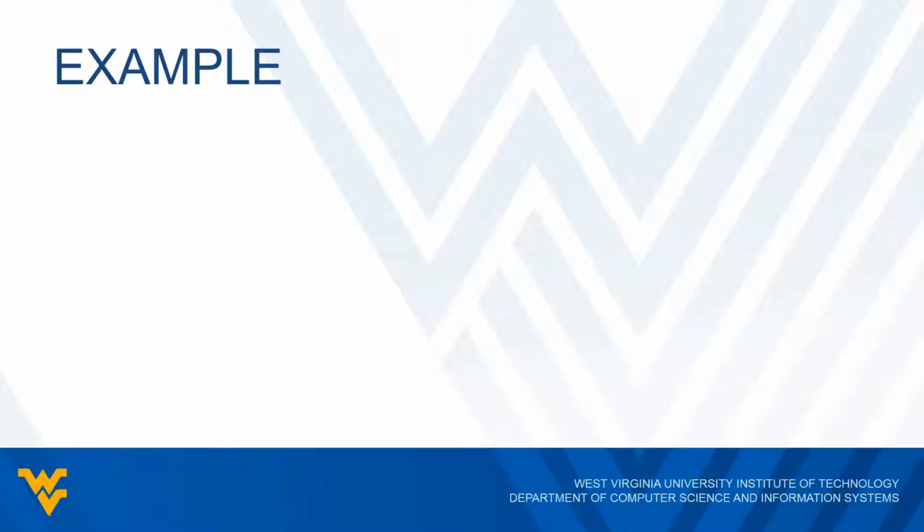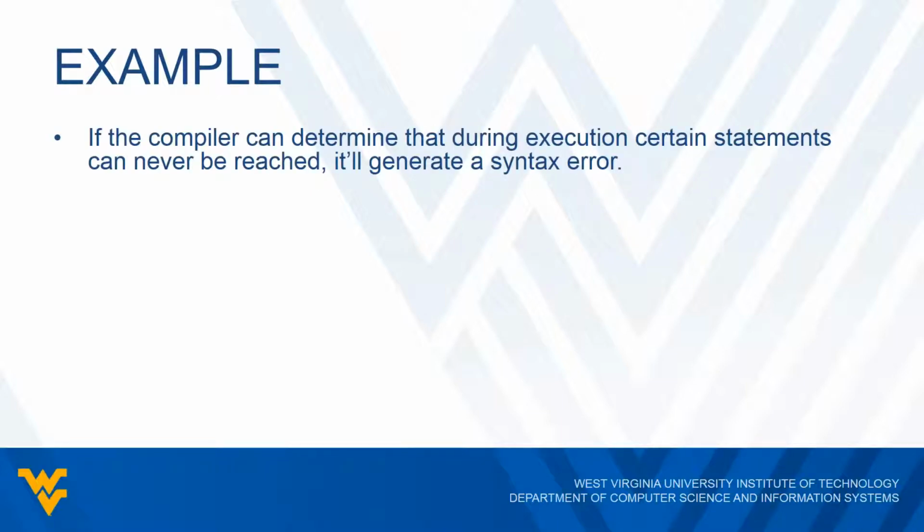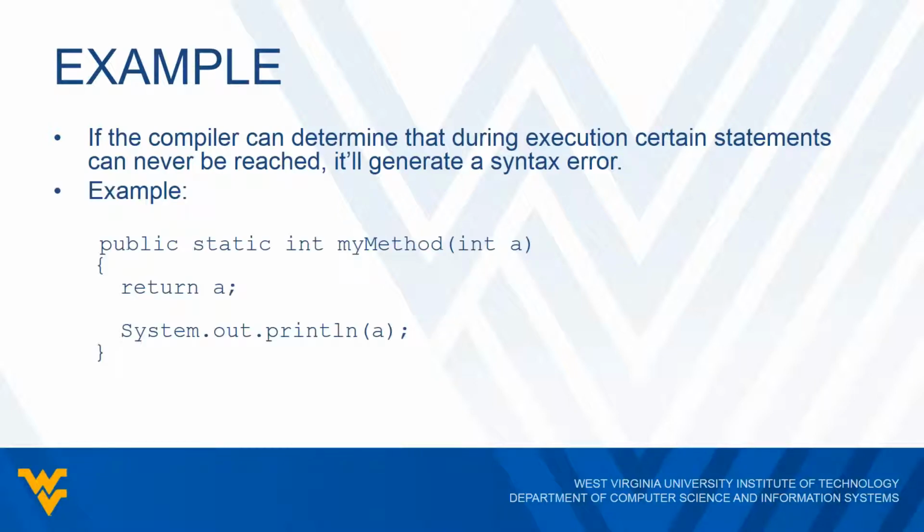Now, as I said earlier, if the compiler can determine that during execution some of the statements will never be reached because of a return statement, then we're going to get a syntax error. So as an example with this code, we see that we have our return statement right here. What this means is as soon as I get to this line, I'm going to immediately terminate my method, and anything afterwards just doesn't happen.